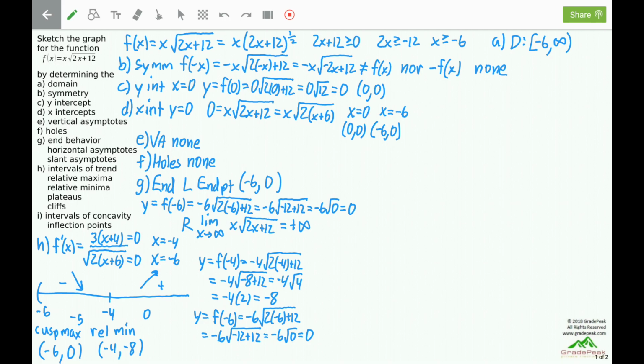-6, 0 we've seen already. It's actually the left endpoint, and it's one of the x-intercepts up there as well.